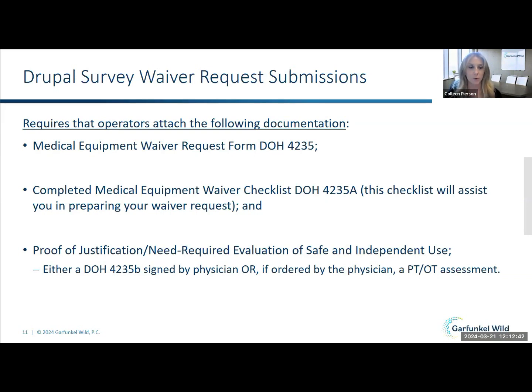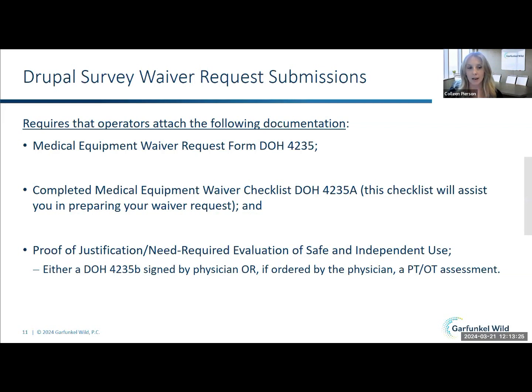There's also a 4235B form. So you need to prove justification and need for the equipment. And you also need to submit the evaluation showing that the resident can safely and independently use the equipment. I will talk about this a little bit later, because this has been a source of confusion, because the Department of Health has been less than clear on this issue, but you need to have both a signed physician order for the equipment, and you also need to have a PT/OT assessment showing that the resident needs and can use the equipment.